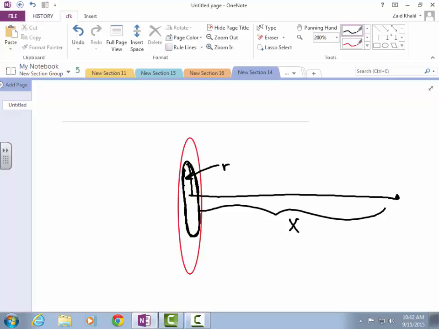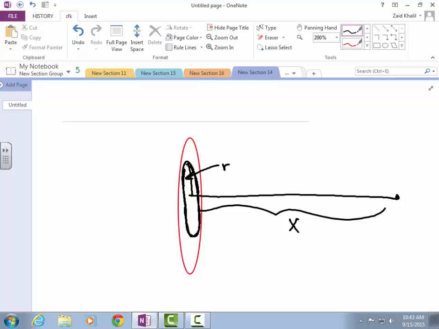So what I'm going to do is an electroscope. It's an electroscope. It's your normal electroscope. All right, so there you go.